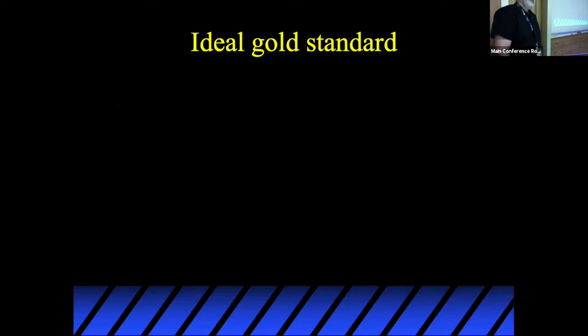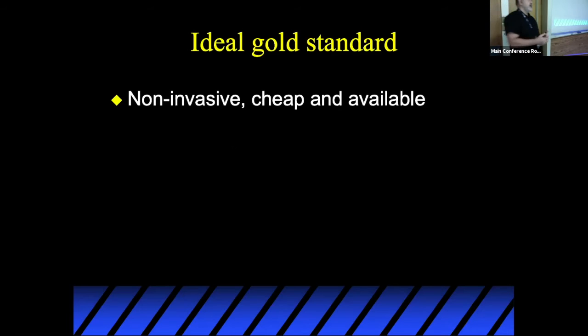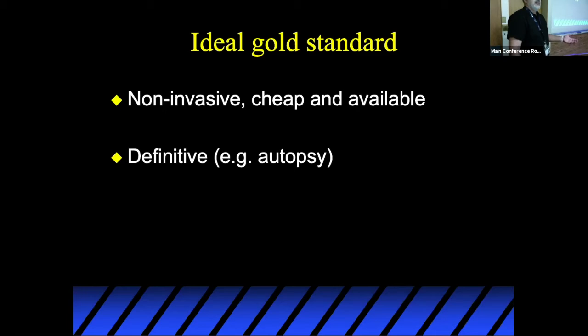Gold standard obviously is the main issue for diagnostic studies. An ideal gold standard should be available, cheap, and everyone can get it, right? If your gold standard is an aortogram, that's going to be a problem, because it's invasive, you can't do it all day, and you need specific specialties to do it. But some other gold standards, like maybe CTA for PE, are more readily available, relatively cheap, doable. It has to be definitive, right?